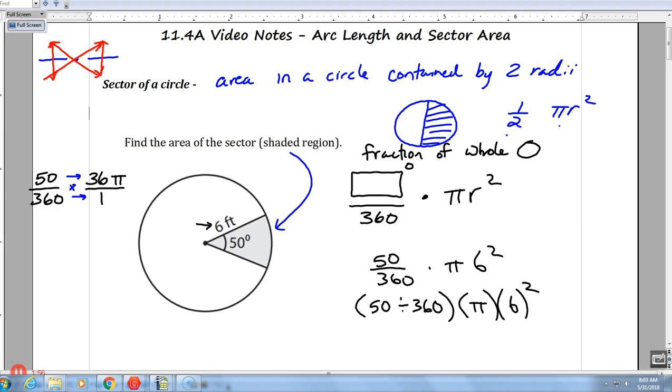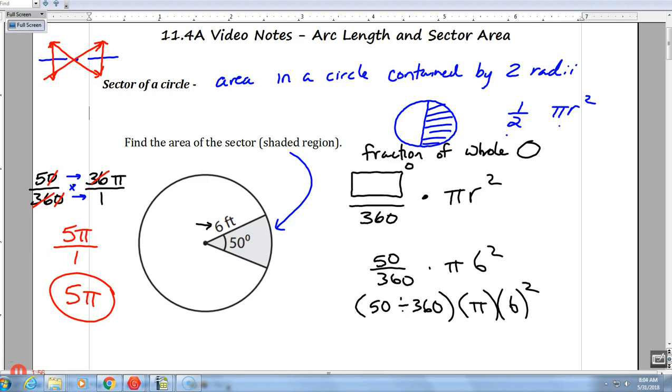So first thing I'm going to do is cancel up and down. I'm going to divide by 10 and divide by 10. That significantly lowers my numbers. Now if I cancel on the corners, this 36 cancels with that 36. And basically all that's left is I have 5 pi over 1, which is just 5 pi.